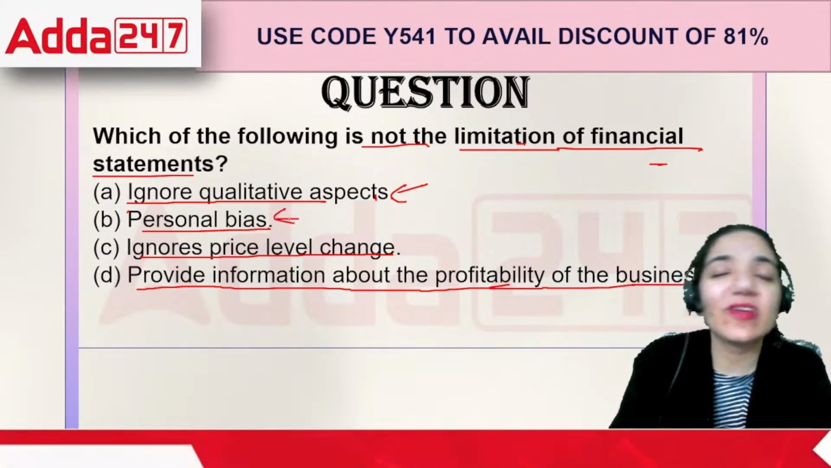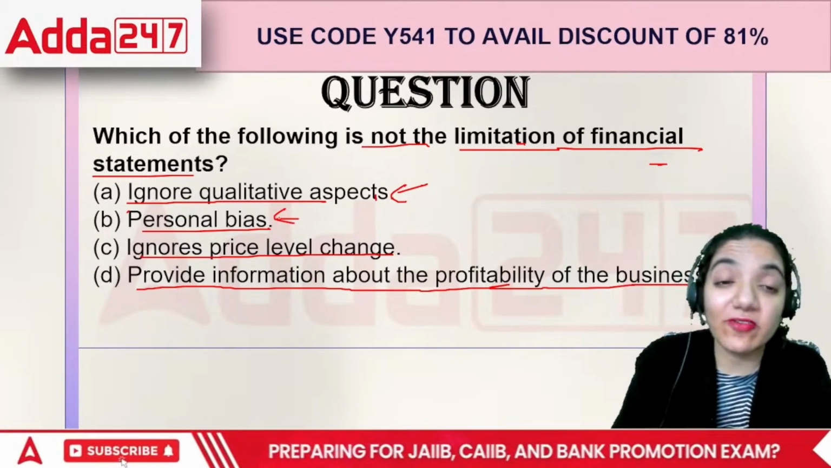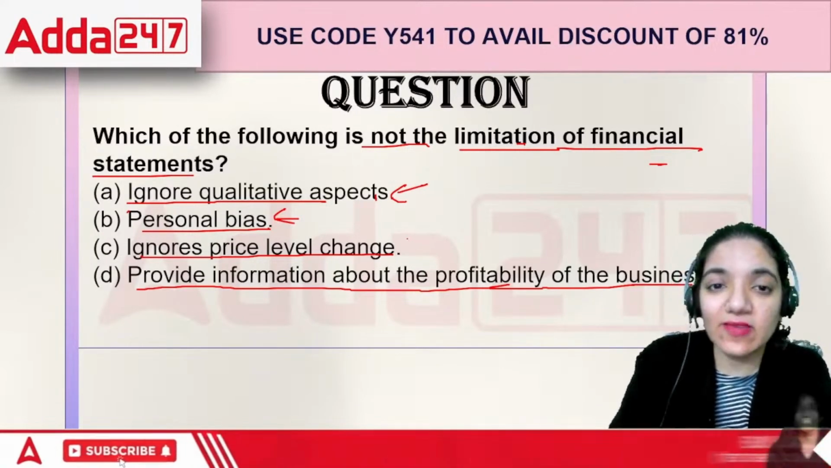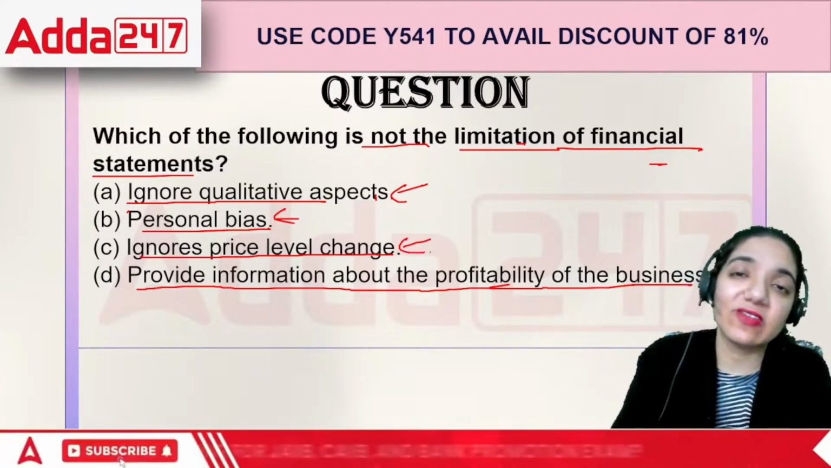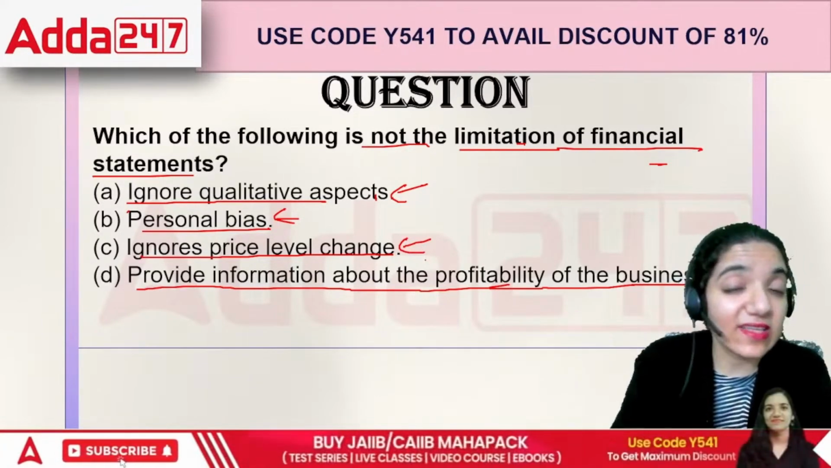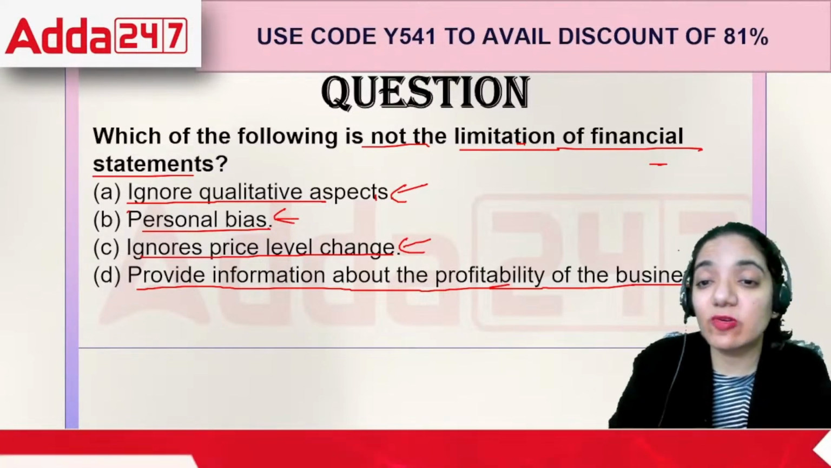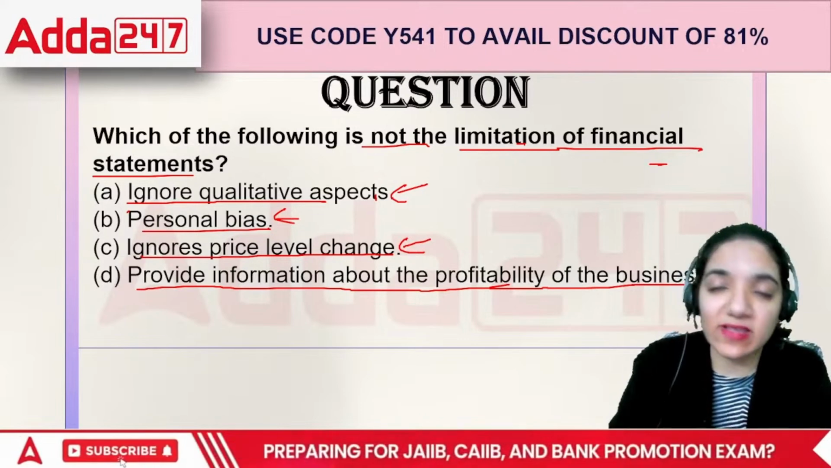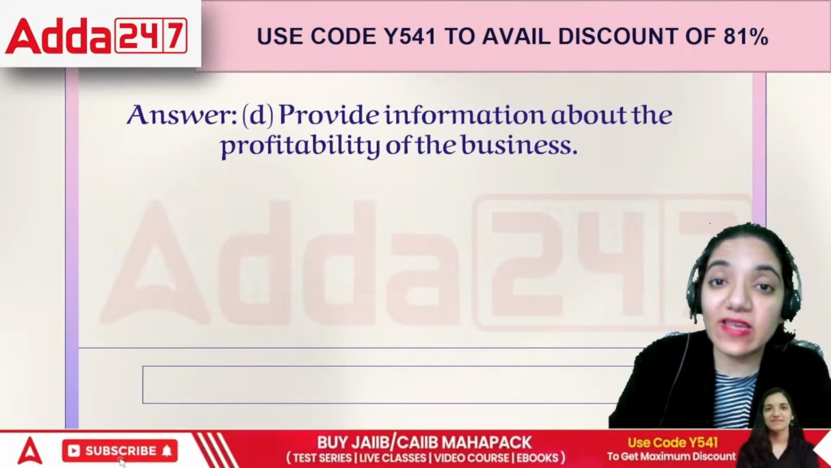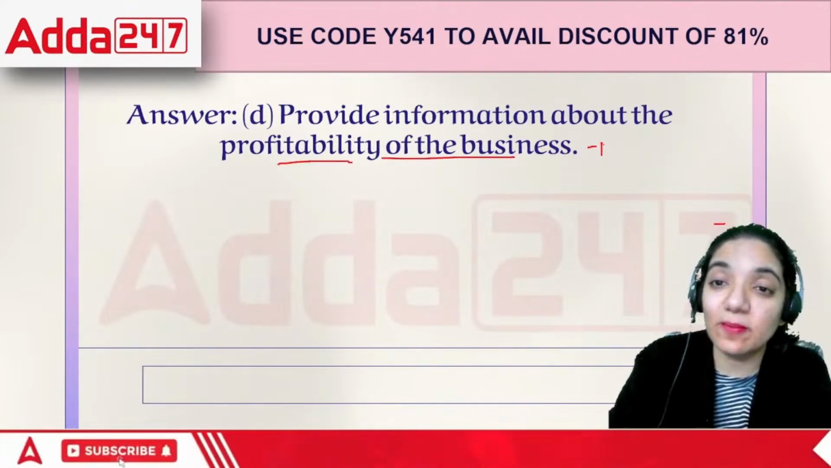People can manipulate the accounts as and when they want because they're looking at it from their point of view, not from the point of view of the government, right? So it ignores the price level change. Again, this also happens. We cannot include the price level changes because price changes every single day. If we start recording things at the price level, then we cannot continue recording at all. Provides information about the profitability of the business. That's a merit. That's not a demerit. So in this case, the correct answer is D. Provide information about the profitability of the business. That's a merit.